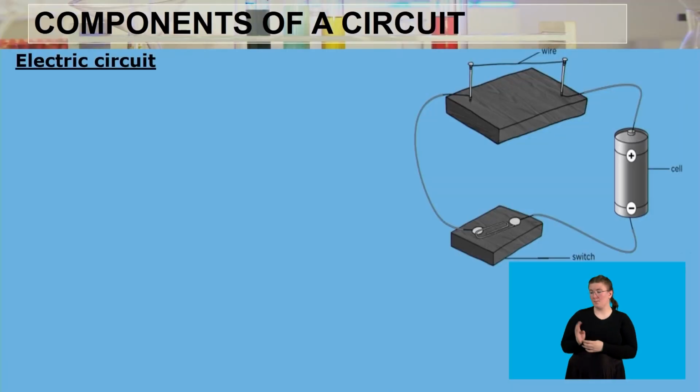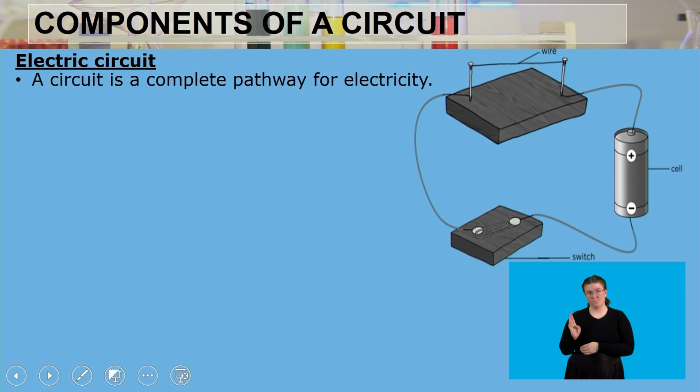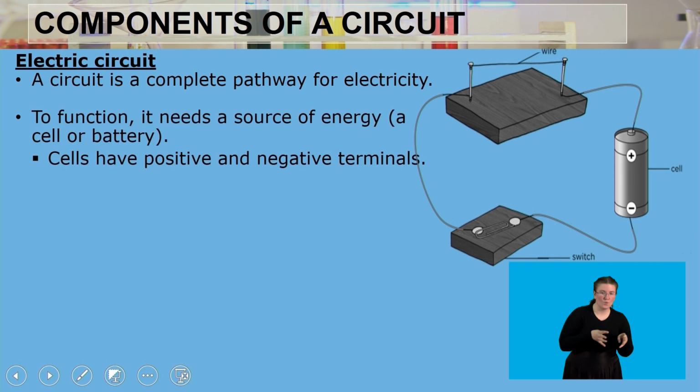Welcome back. So now to our final concept of this lesson, which is the components of a circuit. We need to know firstly what a circuit is, what this electric circuit that we've been referring to is. A circuit is a complete pathway for electricity. So when electricity is moving from one point to the other in a complete closed manner, then we're saying that it is an electric circuit.